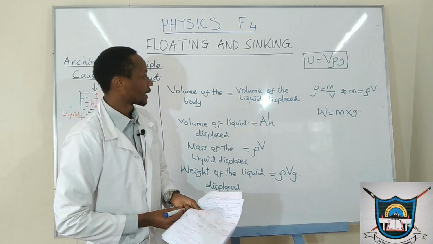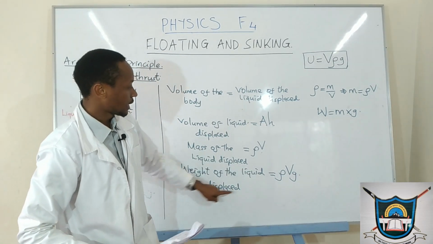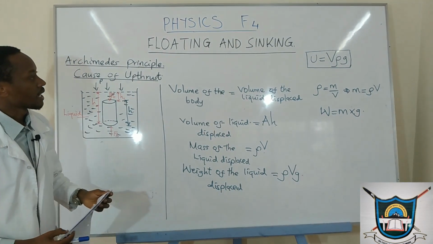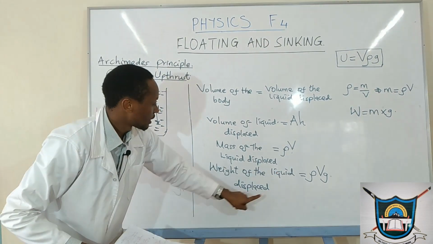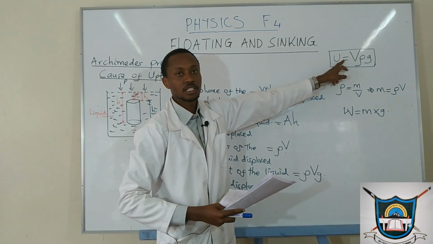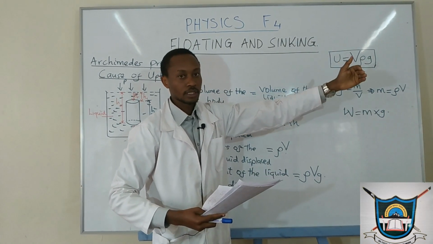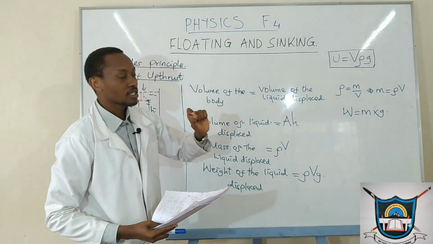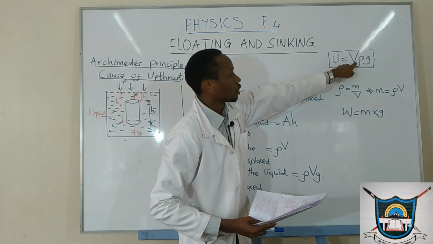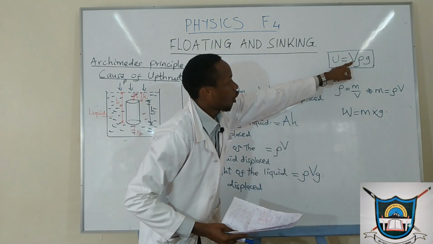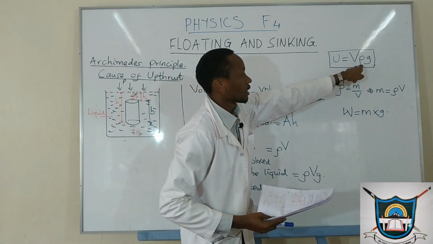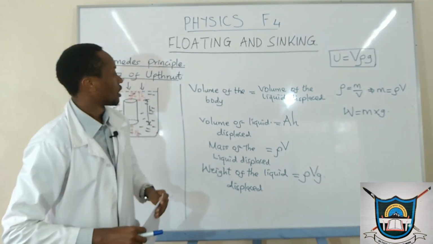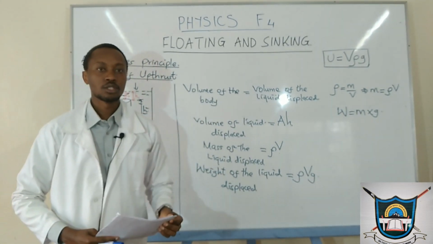Student, we can see clearly that this weight of the liquid displaced is the same as what? The upthrust. So therefore, that is Archimedes' principle. Weight of the liquid displaced is equal to the upthrust force experienced by that body. So student, we can see clearly that the upthrust experienced by this body depends on, one, the volume of the liquid displaced, and also the density of that liquid. So we have verified our Archimedes' principle mathematically. Thank you for listening to my lesson.